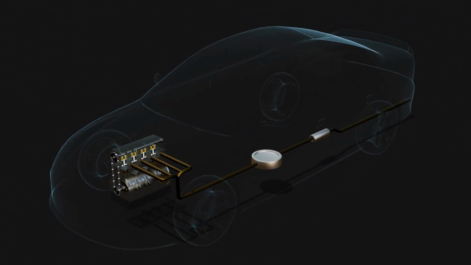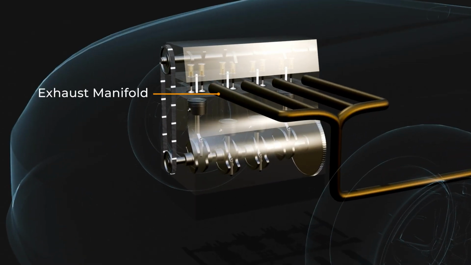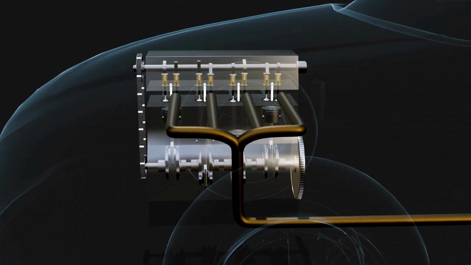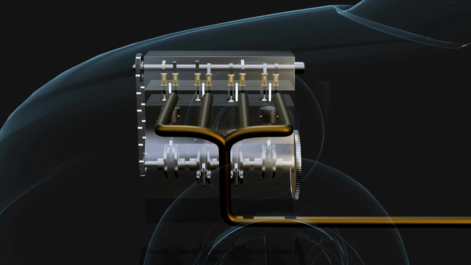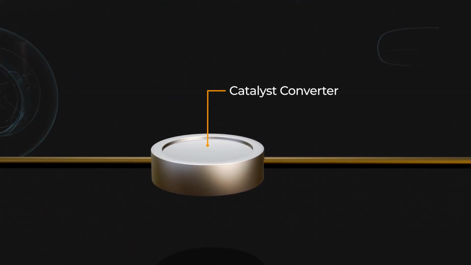The exhaust system removes the waste products of combustion while reducing noise and controlling emissions. Like the intake manifold, the exhaust manifold consists of connected tubes, but these collect burned gases from each cylinder and funnel them into a single stream. Hot exhaust gases first pass through the catalytic converter, which uses chemical catalysts to transform harmful substances into less dangerous ones. It converts poisonous carbon monoxide and unburned hydrocarbons into carbon dioxide and water vapor.